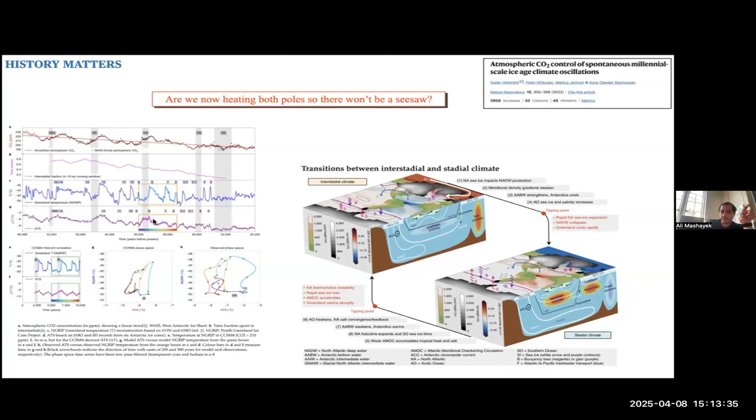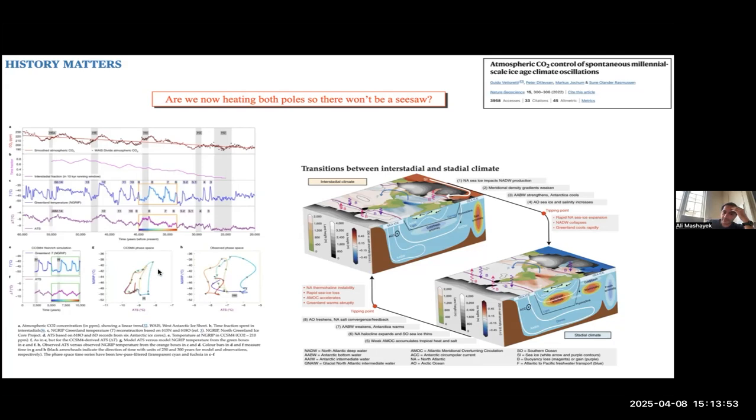They plot the temperature between these two on a phase plot, and you see that there are different loops. So these are different modes that the circulation wants to operate in. One is, let's say, when the North Atlantic is cold and Antarctica is warm, and the other one is the other way. And then there's a transition between the two.